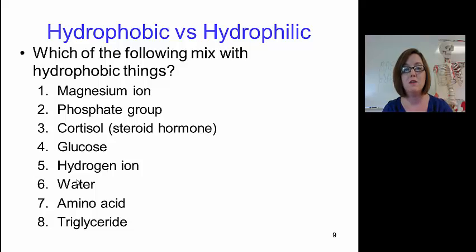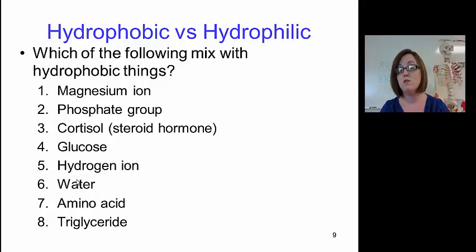So let's look at the magnesium ion. We haven't talked about or read about magnesium ions in this class, but we know it's an ion, which means what? It has charge. And if something has charge, does water like it? Yes, anything with charge is hydrophilic. So a magnesium ion is likely not going to mix with anything that's hydrophobic. Phosphate groups. A phosphate group contains a phosphorus and some oxygens, and one or two of the oxygens can carry charge. So if it's charged, it's hydrophilic, and so it's not going to mix with something that's hydrophobic.